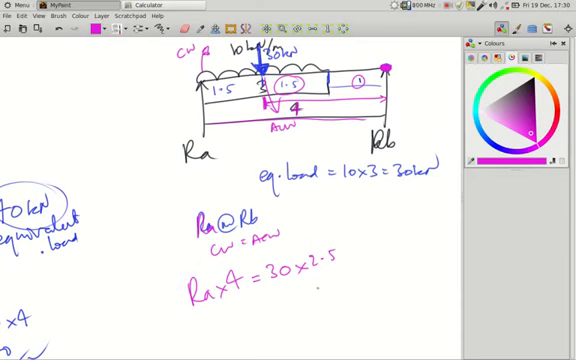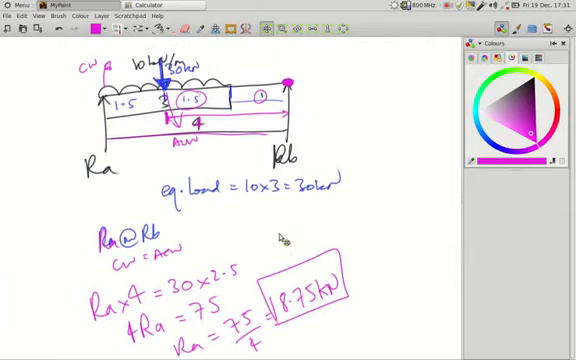So we've got RA times 4 is of course 4 RA, and it's balanced by 30 times 2.5, which of course is 75. So 4 RA is 75, so RA on its own must be 75 divided by 4. So 75, I'll do it on a calculator, 75 divided by 4 equals 18.75 kilonewtons.